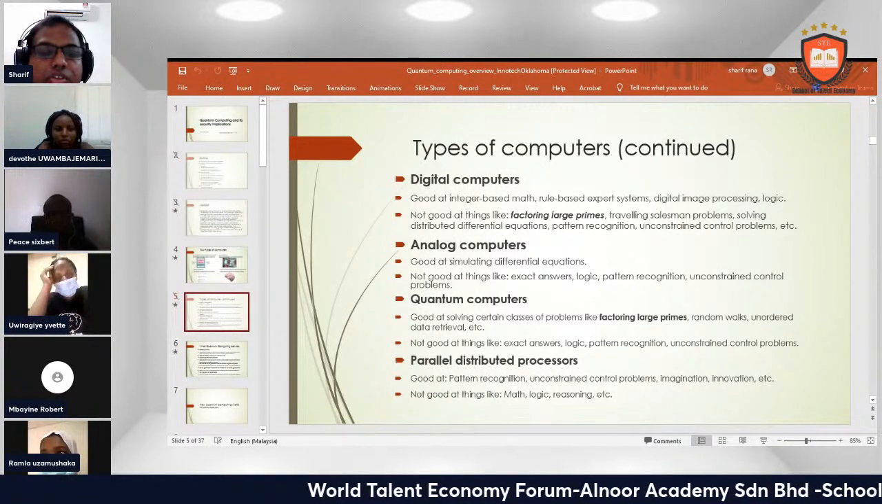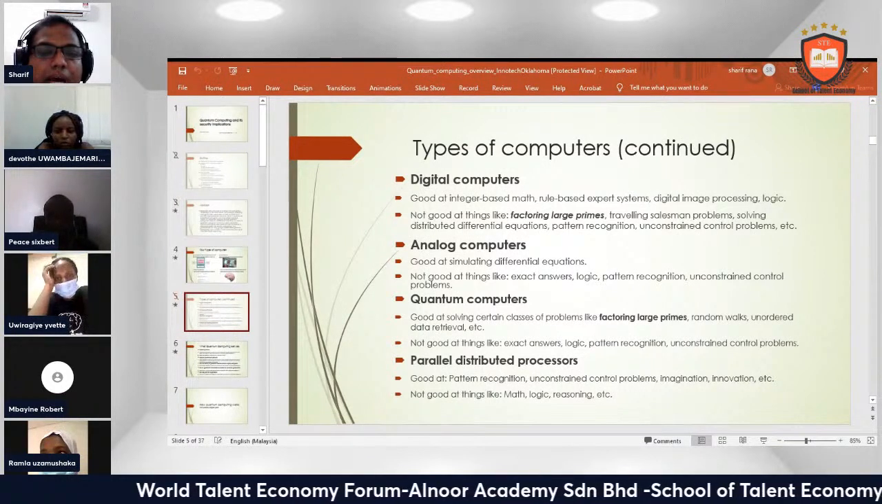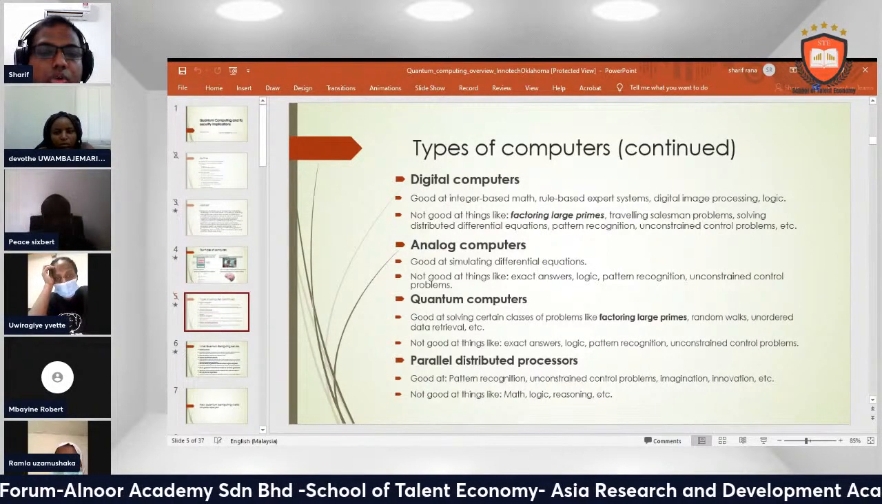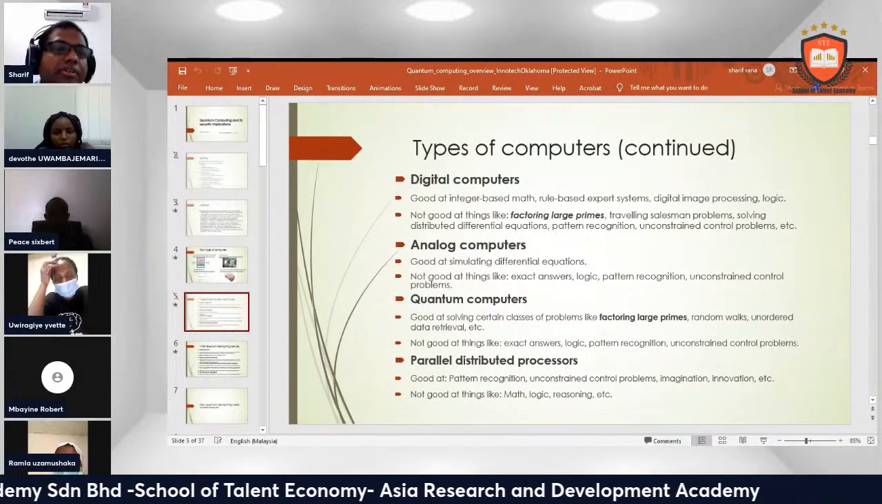Parallel distributed processing: good at pattern recognition, unconstrained control problems, imagination, innovation, etc. Not good at things like math, logic, reasoning, etc.